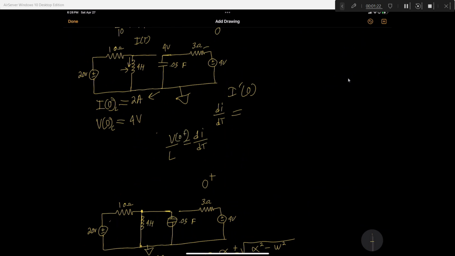So it's the initial voltage, right? The initial voltage will be the voltage across the capacitor that's going across the inductor. So it's going to be 4 volts, since that's what it is at 0 plus across the capacitor. So it's going to be 4 divided by 4, so it's going to be 1 amp. Okay.